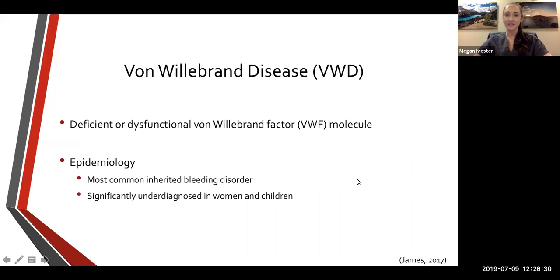So von Willebrand disease is a deficient or dysfunctional von Willebrand factor molecule, and essentially it's a bleeding disorder. It can be either acquired or inherited. The epidemiology is that it is the most common inherited bleeding disorder, and it is significantly underdiagnosed in women and children because of the symptomatic portion of it. This disease can present asymptomatically, and therefore there can be a lot of underdiagnosed cases that we see.